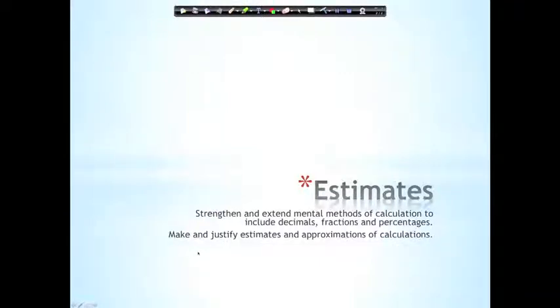Okay, this session is on estimates. By the end of the lesson, we will have strengthened and extended our mental methods of calculation to include decimals, fractions and percentages, and also be able to make and justify estimates and approximations of calculations.